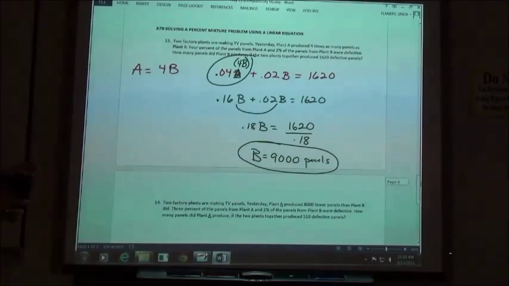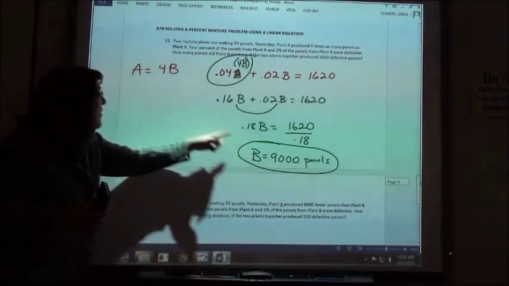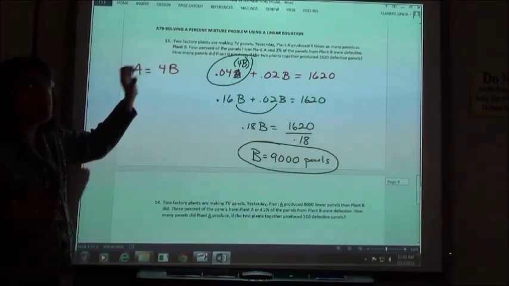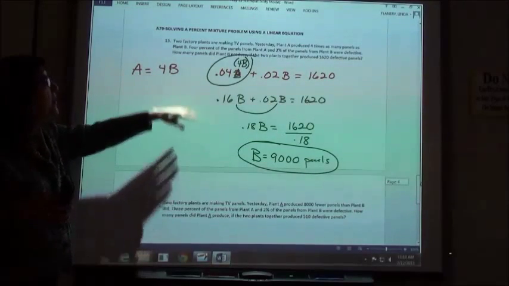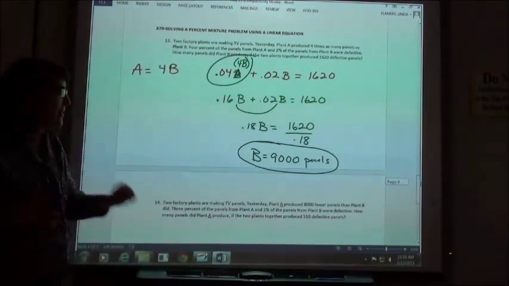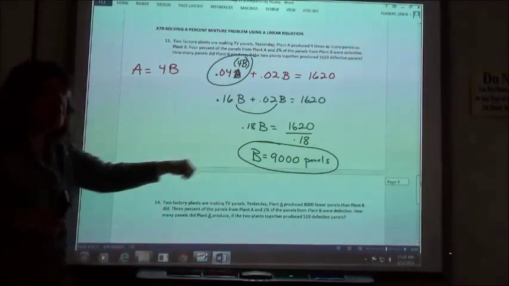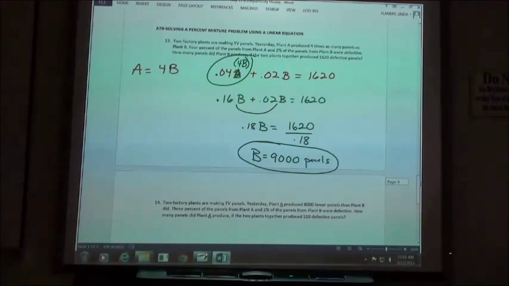Had it asked me for how many A produced, I would have had to go back up here and take 4 times the 9,000. So again, you have to be careful that you answer the question they ask. Just because you got to the end doesn't necessarily mean that's the one they want. They could be asking for the other thing. So pay attention to that.